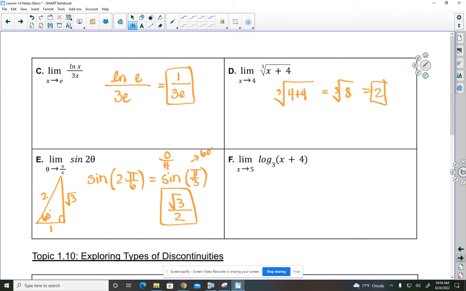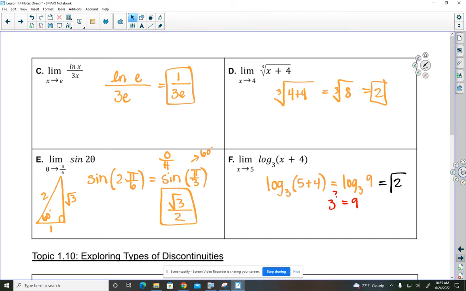And finally, the limit of log base 3 of x plus 4 as x approaches 5. Just remembering how to evaluate log expressions. This would be log base 3 of 9. If we're trying to evaluate that, remember we're thinking, 3 to what power is 9? And that's really 2.